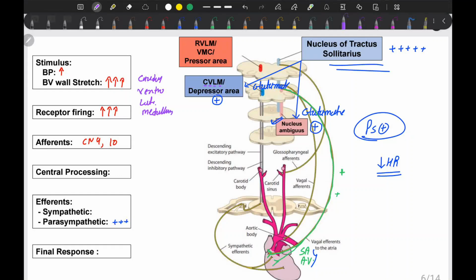So CVLM, or I can say the depressor area, as the name suggests, is a depressor area. So whenever you stimulate the NTS, it will stimulate two things: the depressor area and the nucleus ambiguus. Whenever you stimulate this depressor area, what will it do? It will release the neurotransmitter GABA, because it is a depressor area. It will act like a brake. It is an inhibitory area, and the inhibitory neurotransmitter is GABA. So CVLM, or the depressor area, will release GABA over the pressor area.